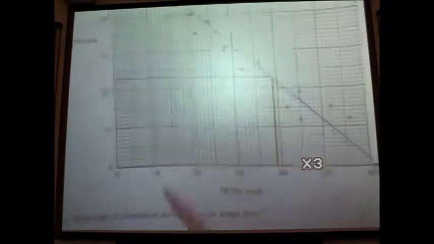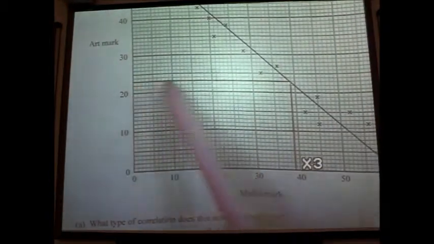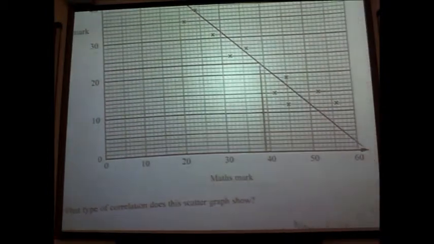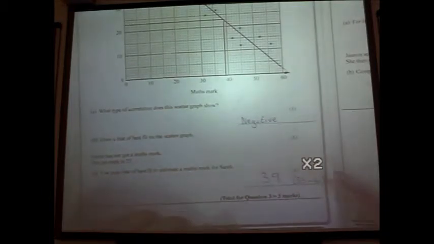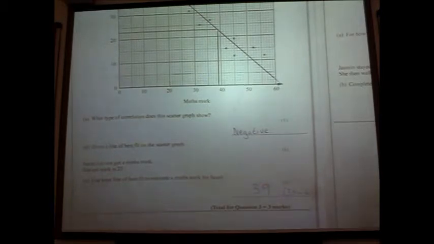And Sarah has not got a maths mark. Her art mark is 23. What did she get for maths? So what you do here is, her art mark is 23. So go to art, go to 23, draw a cross, then come down, and I reckon the answer is 39. The mark scheme says accept any answer between 35 and 40. So as long as your line of best fit is anything sensible, you'll get that right. You must draw this line in. If you do not draw that in, you will lose the mark.